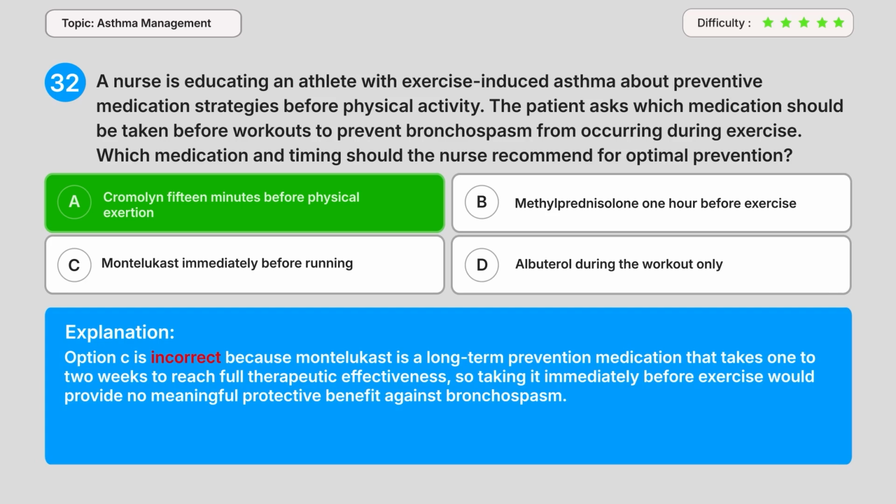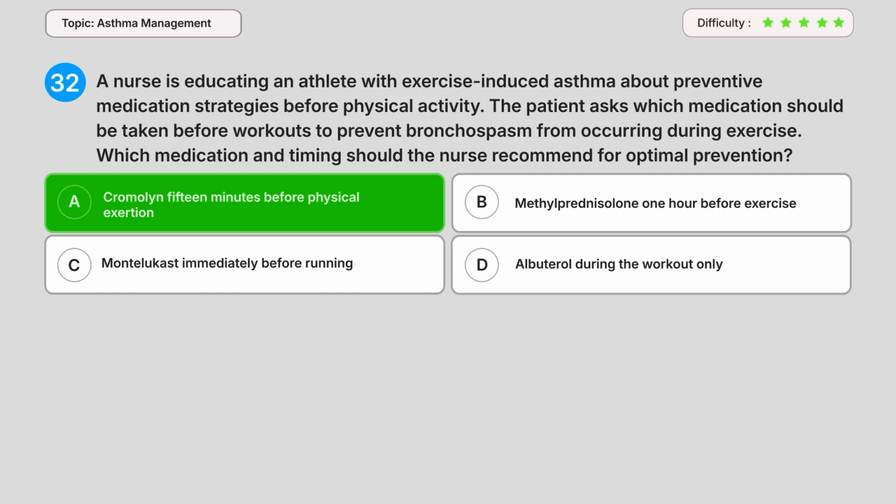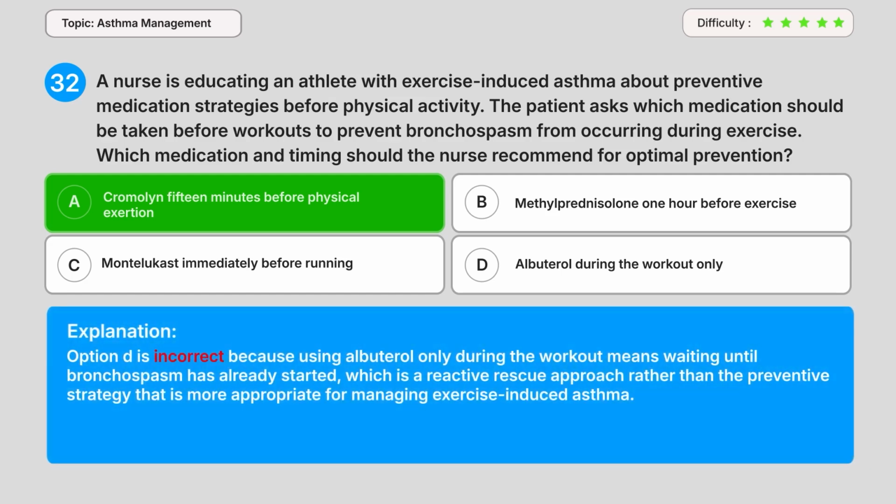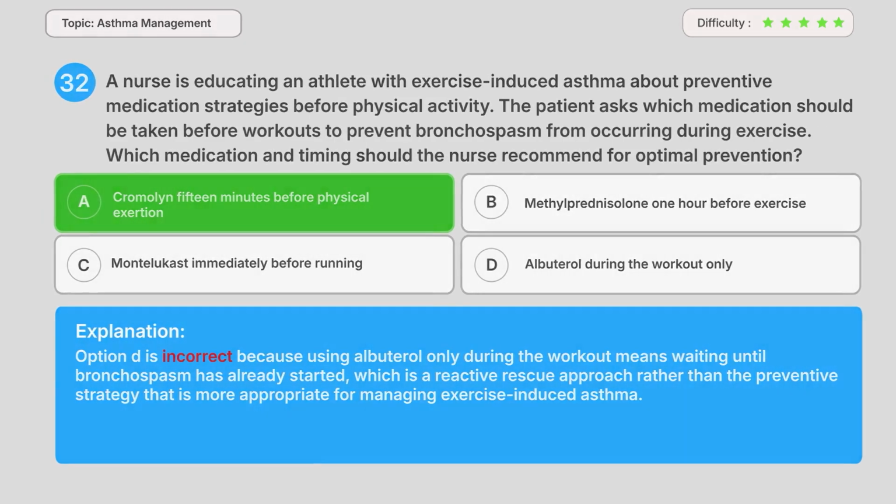Option C is incorrect because montelukast is a long-term prevention medication that takes 1 to 2 weeks to reach full therapeutic effectiveness, so taking it immediately before exercise would provide no meaningful protective benefit against bronchospasm. Option D is incorrect because using albuterol only during the workout means waiting until bronchospasm has already started, which is a reactive rescue approach rather than the preventive strategy that is more appropriate for managing exercise-induced asthma.